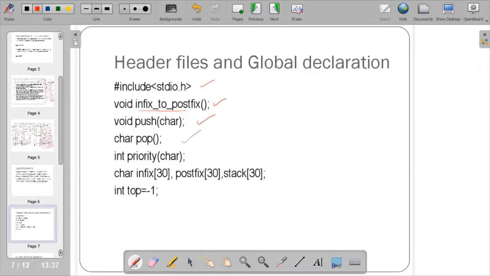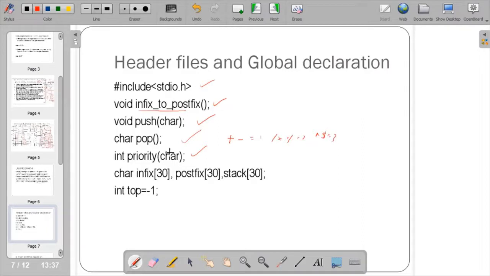So I'm using this pop, and priority is nothing but, as I told while solving the problem, the priority of plus and minus is equal to 1, multiplication, division and modulus is 2, and power and dollar is 3.